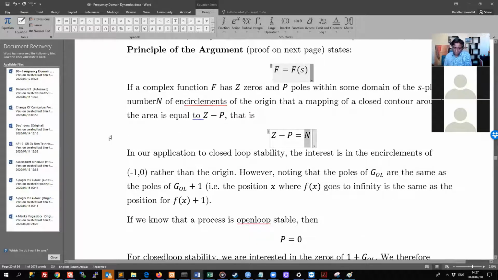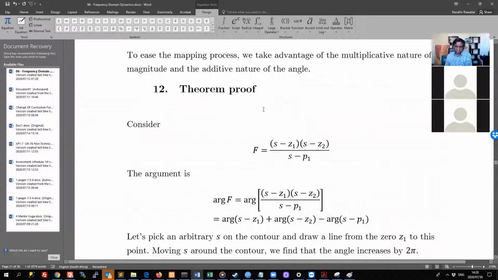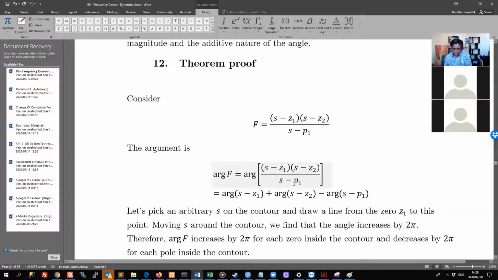So this is a certain property. It's telling us that if we count the number of encirclements, the number of times we enclose an area in F, that's the difference between the number of zeros and the number of poles in the S-plane. There is a proof in the notes about this, and it's in fact a surprisingly simple proof. In fact, it's done more by example here.